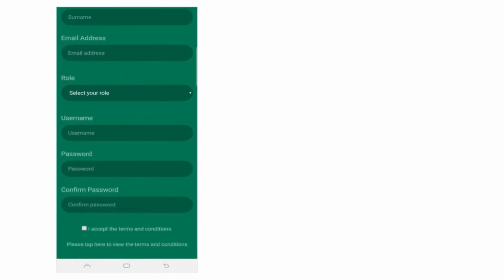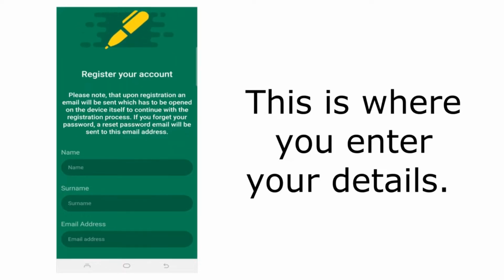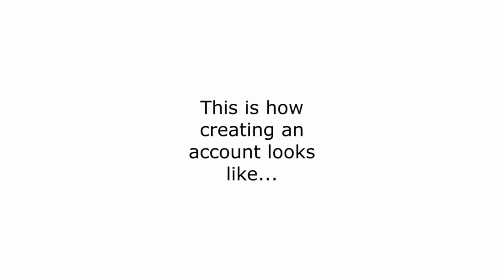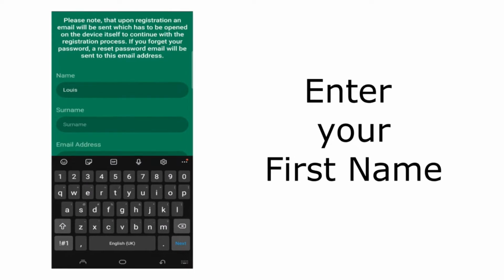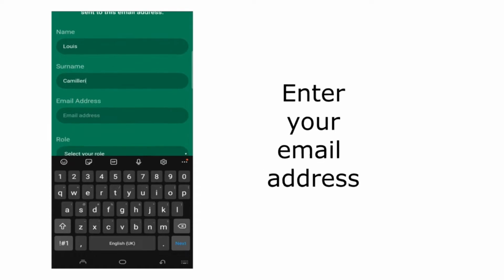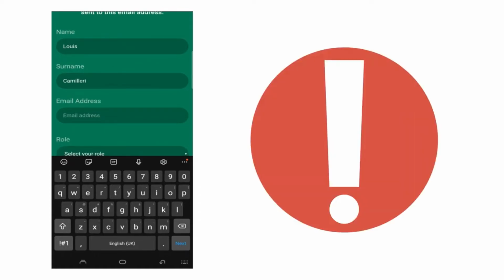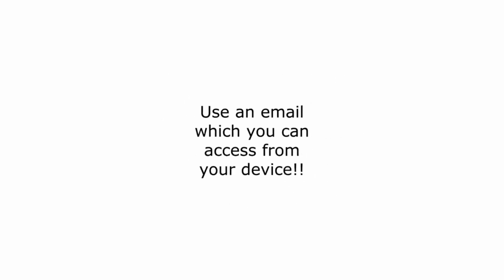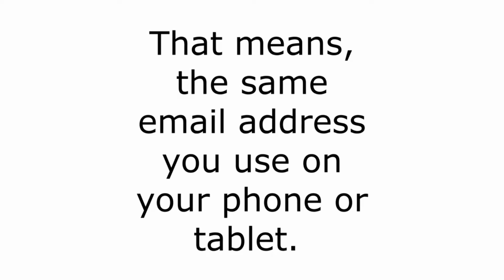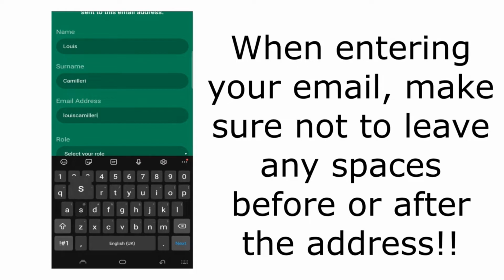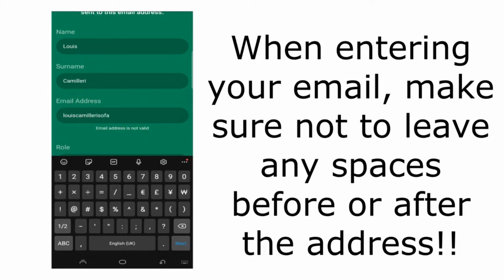You will be asked to register by entering your email, creating a username, and a personal private password. This is how the registering process will look. Enter your name in the allocated space. Enter your surname and enter your email address. It is important for you to use an email address which you can access from the device you use to install SOFA. That means the same email address you use on your phone. When entering your email, make sure not to leave any spaces before or after the address.